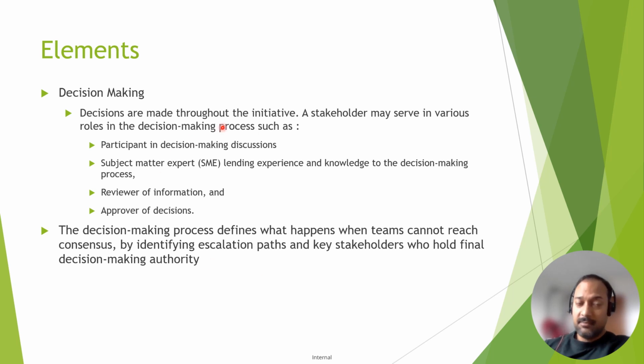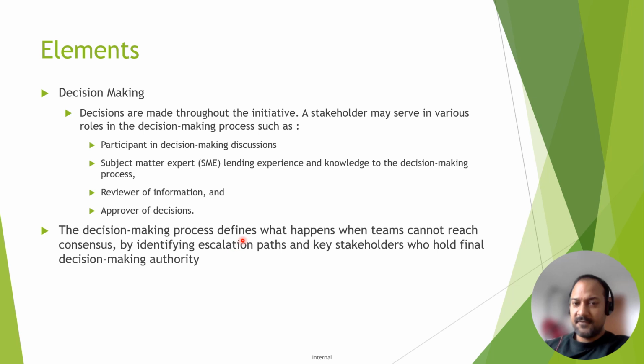Now, the important elements of the governance approach. First is decision making. Decisions are made throughout the initiative. Stakeholders may serve in various roles in the decision making process, such as participant in decision making discussion, subject matter expert lending experience and knowledge to the decision making process, reviewer of information, and approver of decisions. One thing you have to note is that a stakeholder could be acting in different roles based on different scenarios or different projects. In one project, he could be a domain subject matter expert, but in another project, he could be an important stakeholder giving a requirement. So stakeholders could act with different roles based on different scenarios.